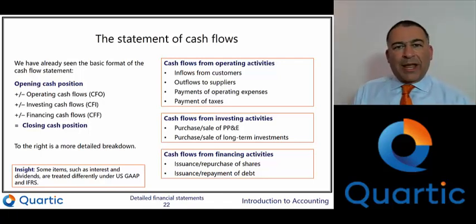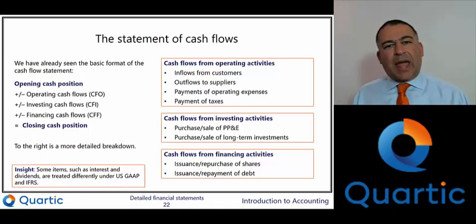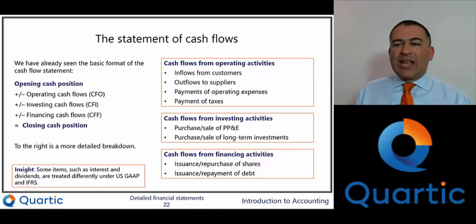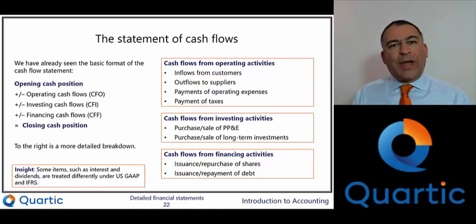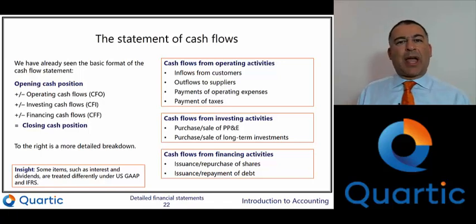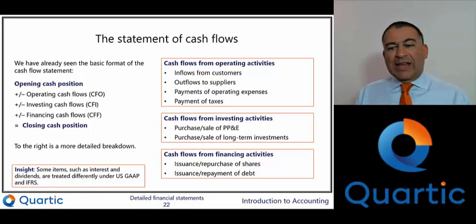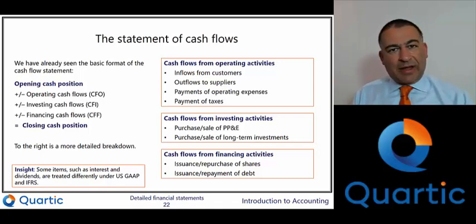Now, there are a few complications here, and that is that when it comes to things like interest and dividends, there are choices. US GAAP and IFRS treat these differently. Just to tell you what the differences are, and unless you're going to become an accountant or an analyst, you don't need these. But what the rules say, under US GAAP, interest payments and interest receipts are CFO, dividend receipts are CFO, and dividend payments are CFF. So interest in, interest out, and dividends received are all CFO, and the last one, dividend payments, are CFF.